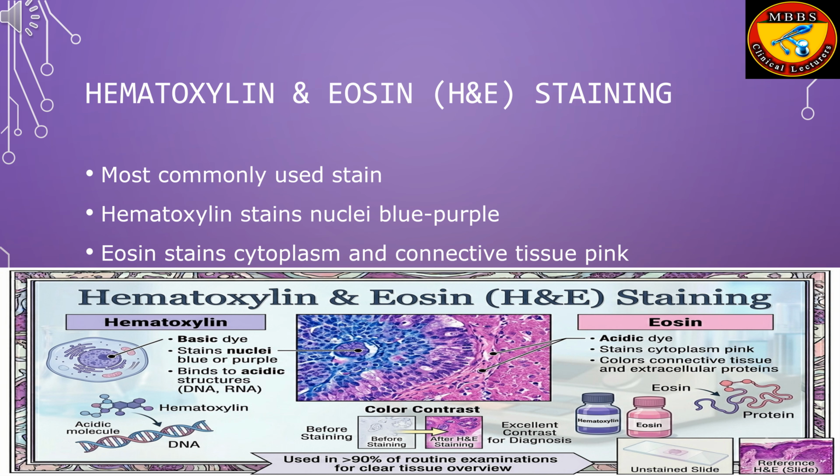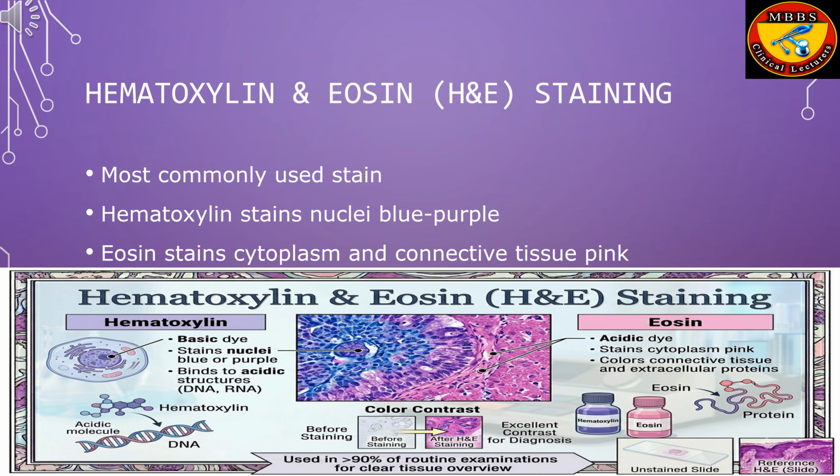Hematoxylin. Basic dye. Stains nuclei blue or purple. Binds to acidic structures such as DNA and RNA. Eosin. Acidic dye. Stains cytoplasm pink. Colors connective tissue fibers and extracellular proteins.